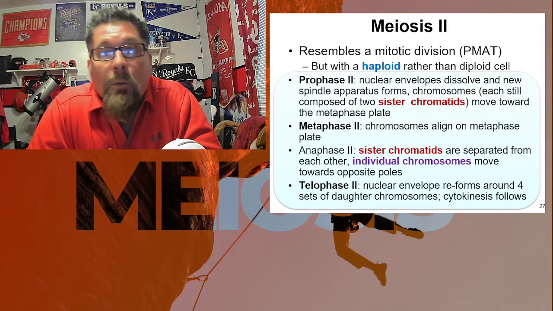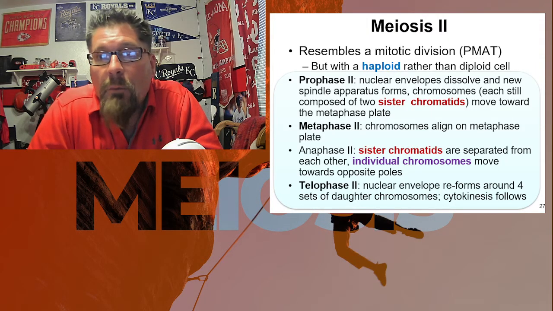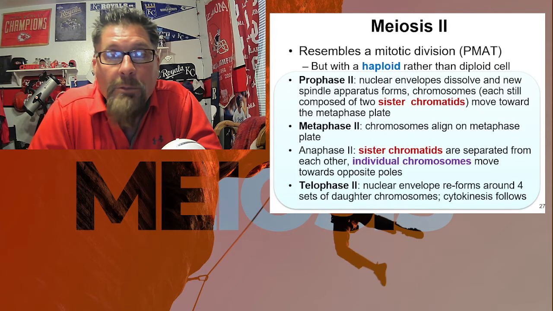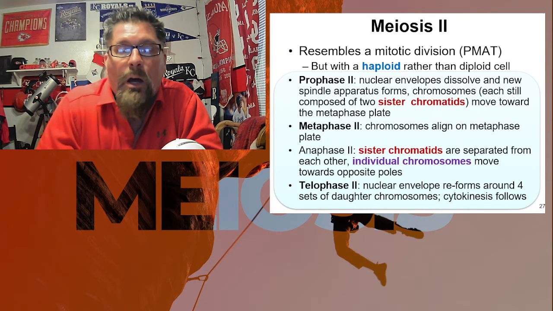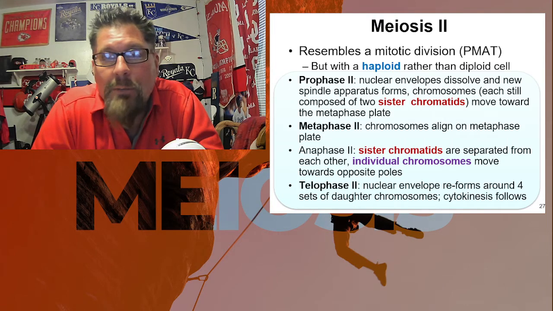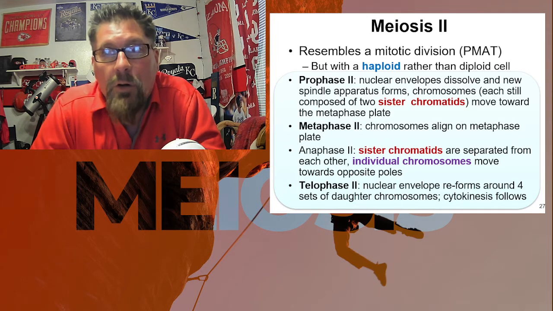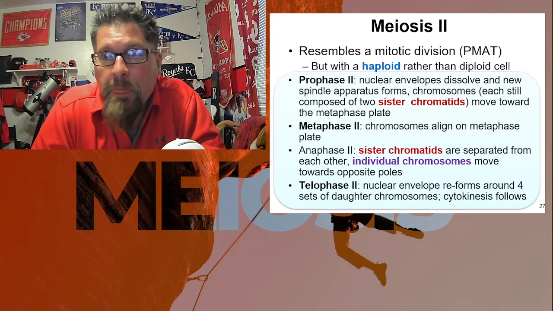Okay, now when we're talking Meiosis II, one of the things we want to remind ourselves is that the stage names, the phase names, are the same, except now we have a reference to number 2 behind each of the words. The stages are the same, just like mitosis, just like meiosis 1, except now we're going to see a number 2 behind them.